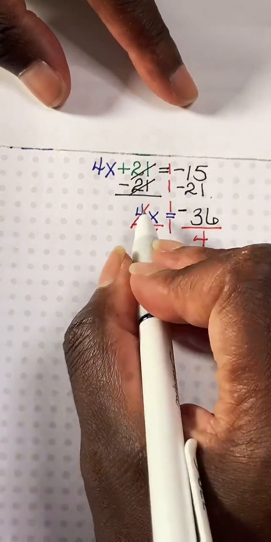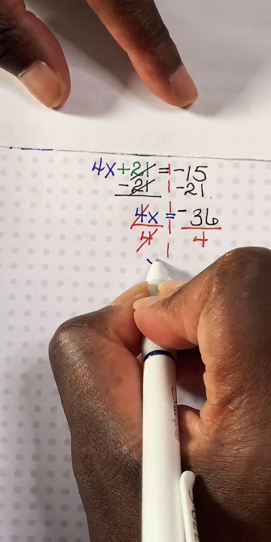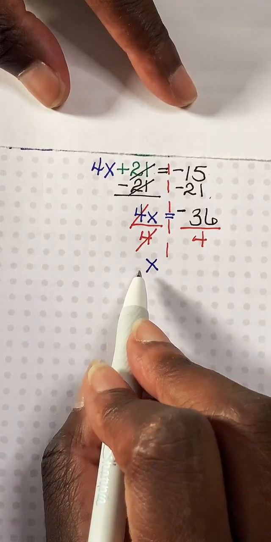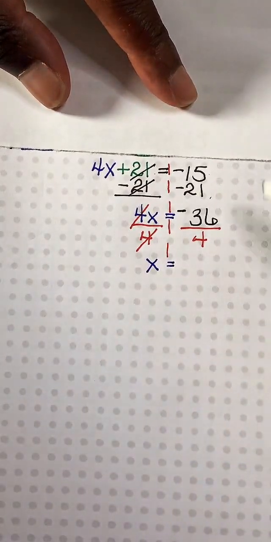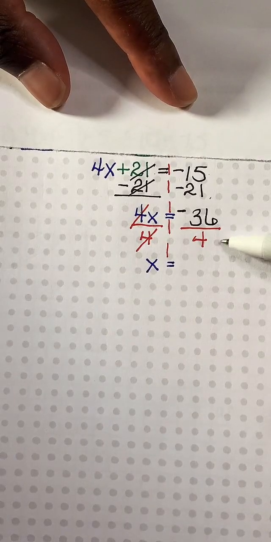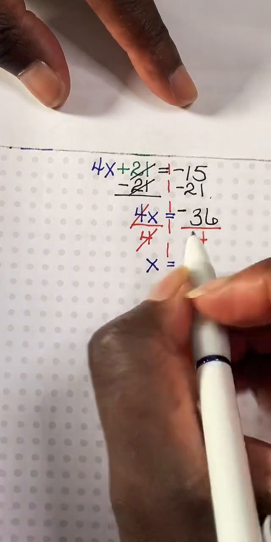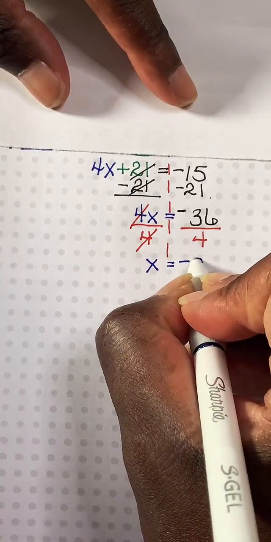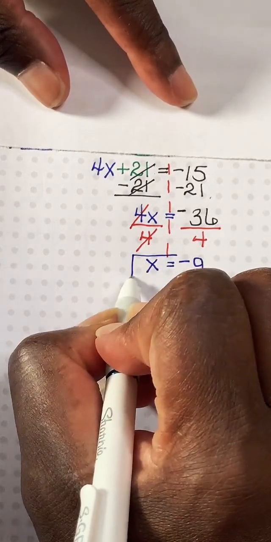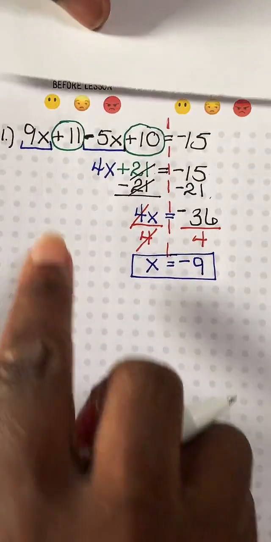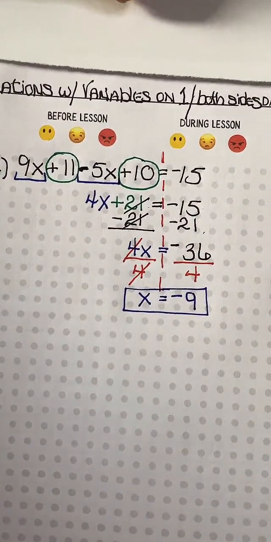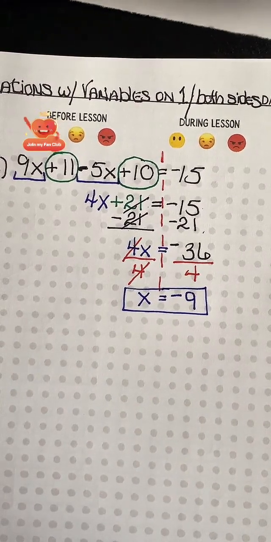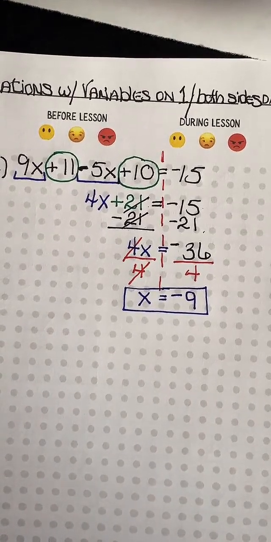So now 4 divided by 4 gives me 1. Instead of writing the 1x, you can just write x because the 1 is understood to be in front, equals a negative divided by a positive. When the signs are opposite, your answer is always going to be negative. And 36 divided by 4, that gives me 9. So the number that's going to make this original equation into a true statement is going to be a negative 9.